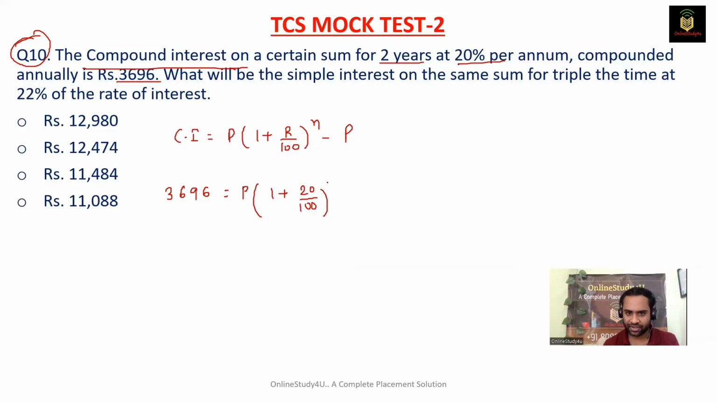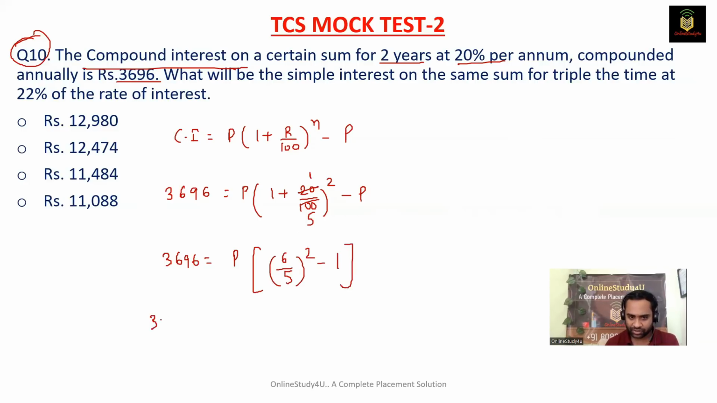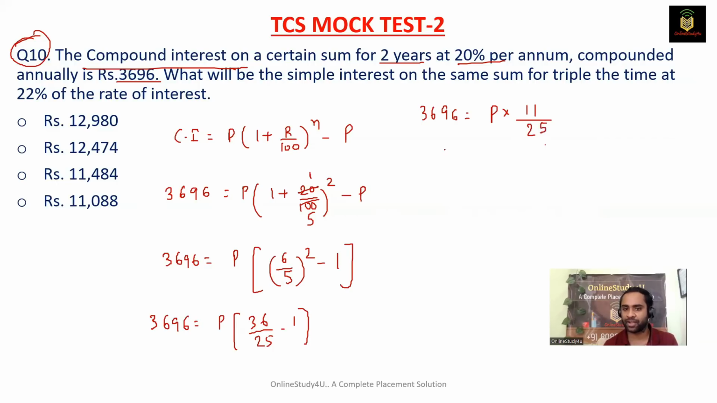Compound interest is this to the power 2 minus P. Now 3696, we take P common: 1 plus 1 by 5 is 6 by 5 squared, minus 1. So 3696 will be equal to P into (36 by 25 minus 1). Taking LCM, 36 minus 25 is 11, so it will become P into 11 by 25. Now P will be 3696 into 25 divided by 11. 11 threes are 33, then again 11 threes are 33, and 11 sixes are 66. So P is 336 into 25. Leave it like this.